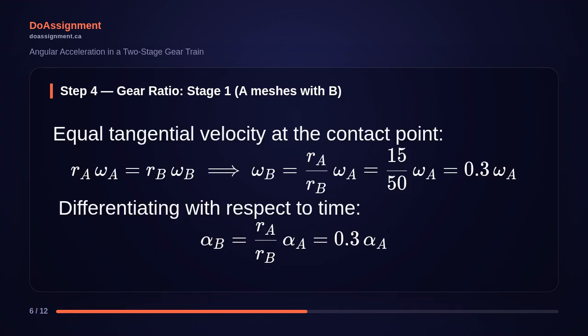Since gears A and B mesh, the tangential velocity at their contact point must be equal. This gives omega B equals RA over RB times omega A, which is 15 over 50, or 0.3 times omega A. Differentiating with respect to time, the same ratio holds for angular accelerations.